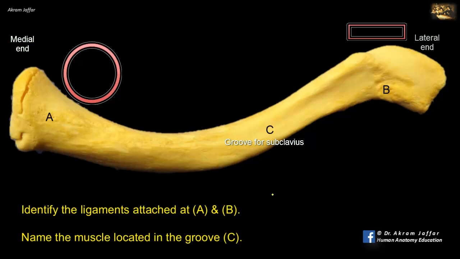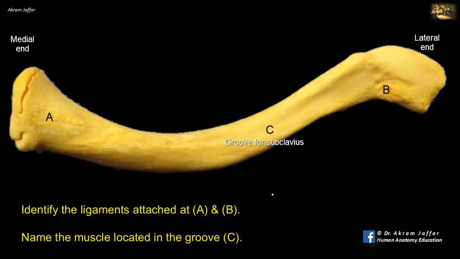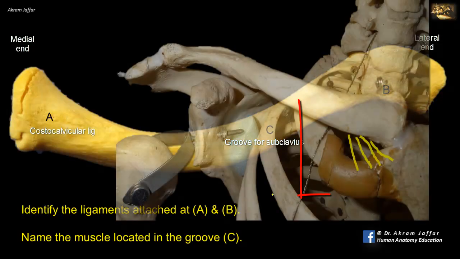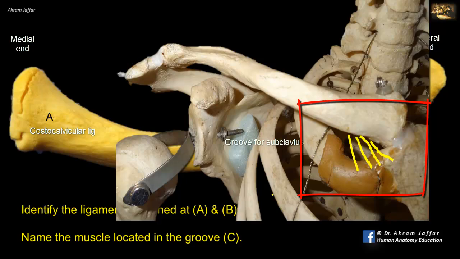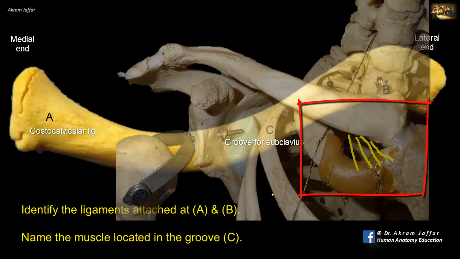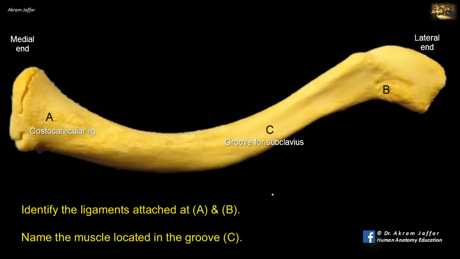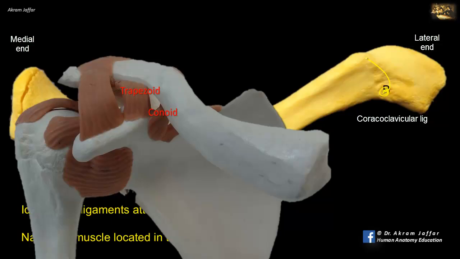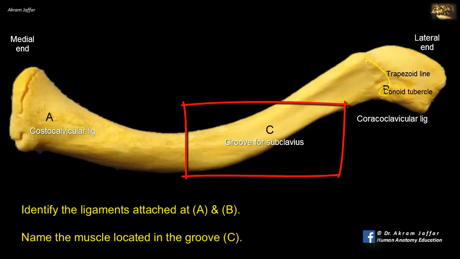To differentiate between the medial and lateral ends of the clavicle, the medial end is rounded while the lateral end is flat. The rough area on the inferior surface of the medial end is for the attachment of the costoclavicular ligament between the first rib and its costal cartilage on one side and the clavicle on the other side. The rough area laterally is for the attachment of the conoid and trapezoid ligaments, the two parts of the coracoclavicular ligament. The conoid ligament is an inverted cone whose base is attached to the conoid tubercle on the inferior surface of the clavicle, and the trapezoid ligament is attached to the trapezoid line of the clavicle. And C is the groove for subclavius muscle.